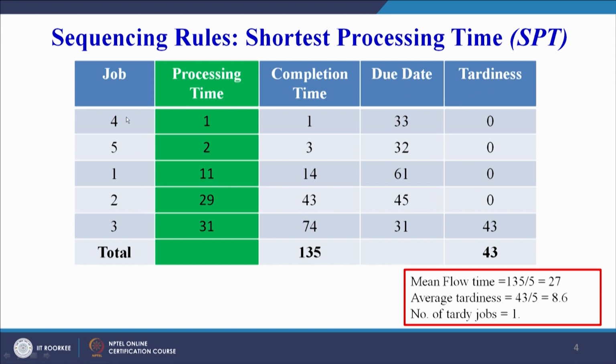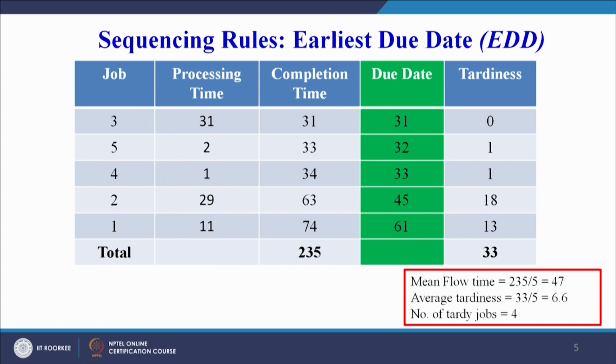So in this way step by step we will calculate, and finally we see that 4 jobs have a tardiness value of 0, only job 3 has a tardiness value of 43, and the completion time is 135 time units. Accordingly we can calculate the mean flow time, the average tardiness value, and the number of tardy jobs in this case. And finally the third rule that we are going to follow is earliest due date.